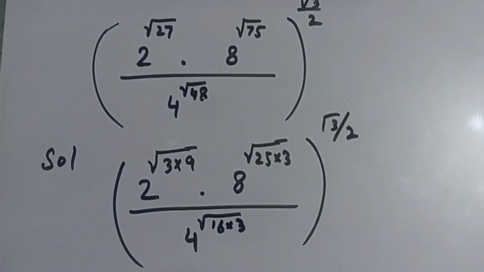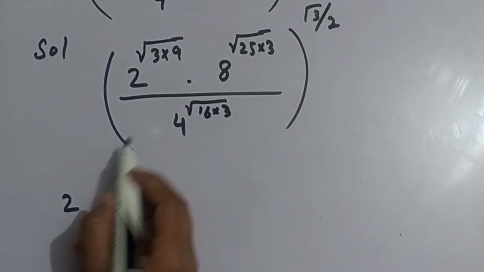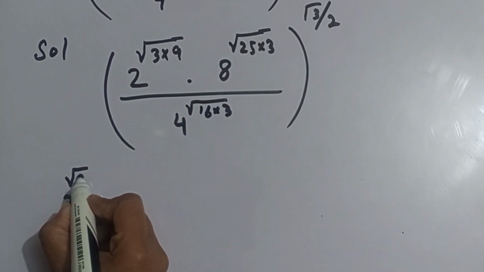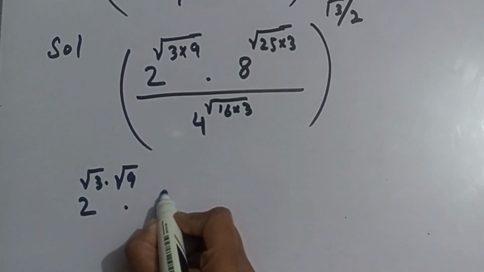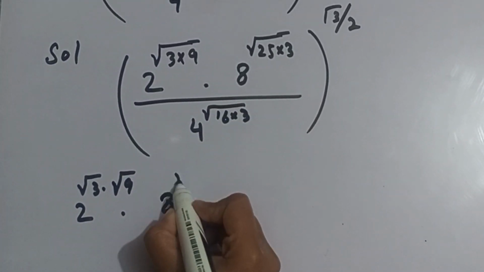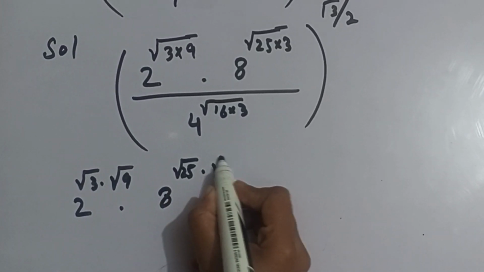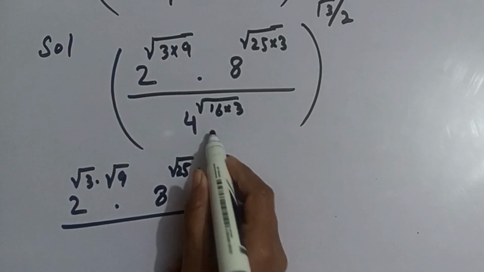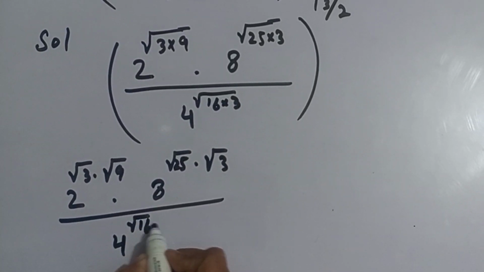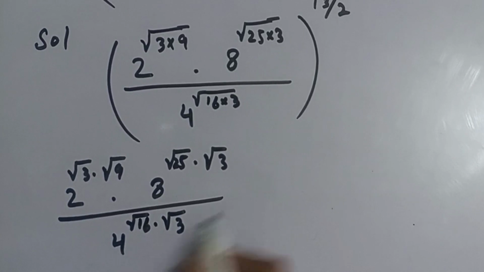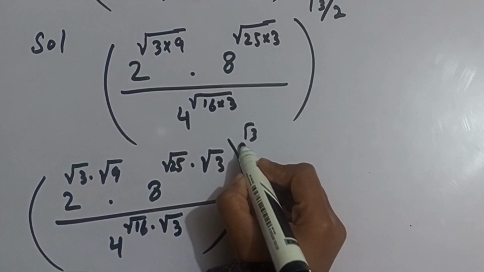Now we simplify this. We write this as 2 raised to the power square root 9 multiply square root 3. This is 8, and we write this as square root 25 multiply square root 3 over, we write this denominator as 4 raised to the power square root 16 multiply square root 3, and its again power is square root 3 over 2.